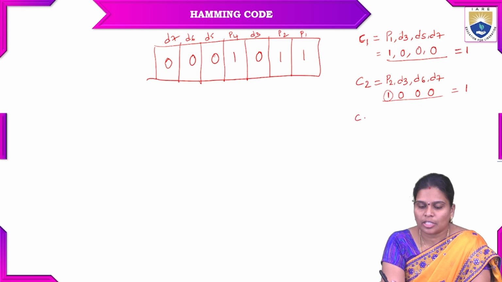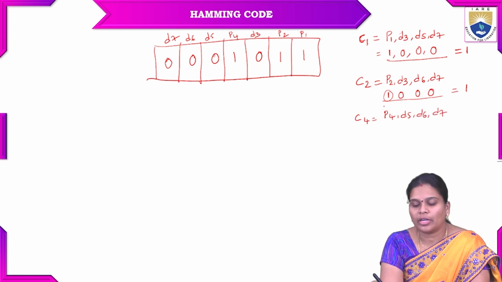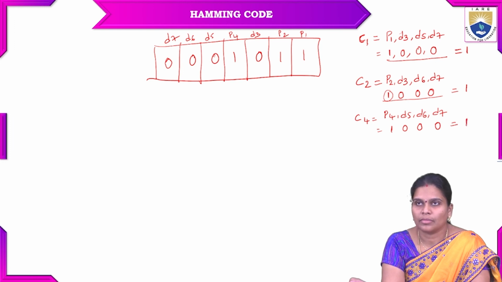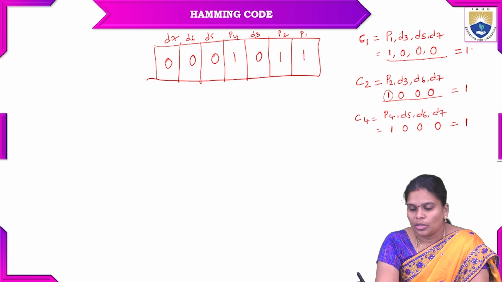Next, coming to C4, the next parity bit. So C4 covers P4, D5, D6 and D7. In this error correcting code we are taking the parity bits also. P4 is 1, D5 is 0, D6 is 0, D7 is 0. Here also a single one is there, which does not satisfy the even value, so that is 1.